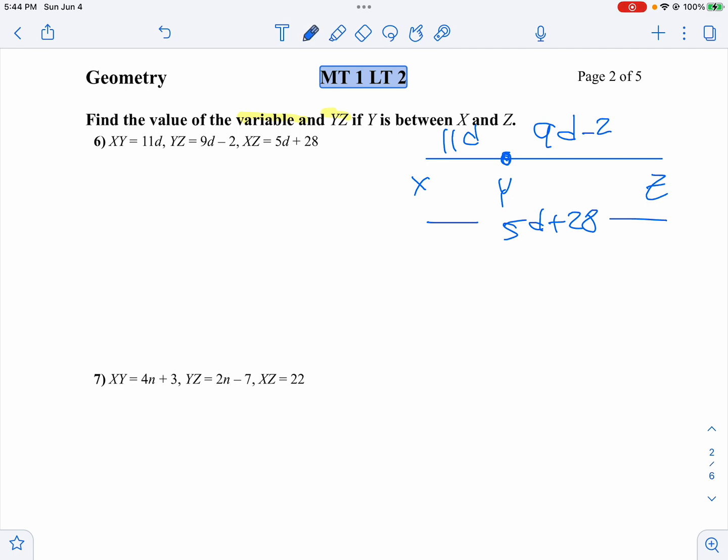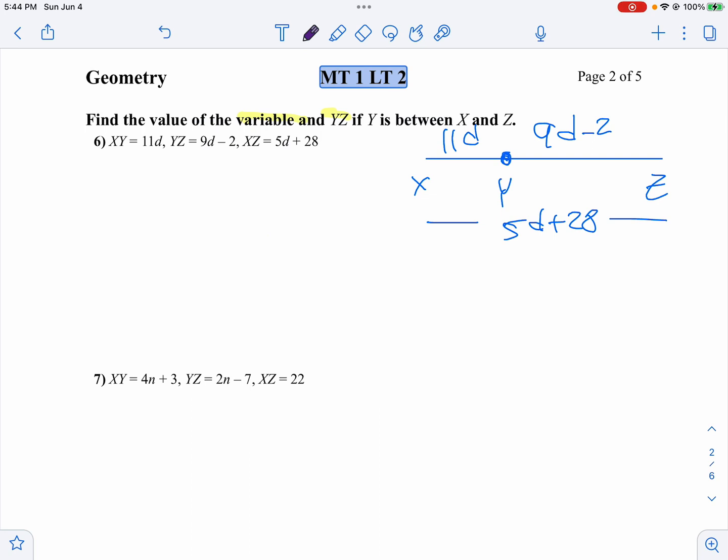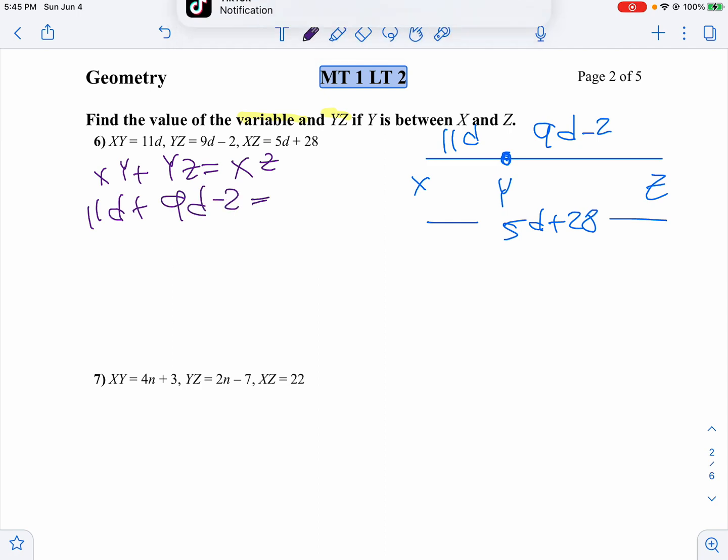So on this problem, I'm going to just use my segment addition postulate that says, hey, x to y plus y to z equals x to z. Or 11d plus 9d minus 2 equals 5d plus 28. Well, now it's just algebra.